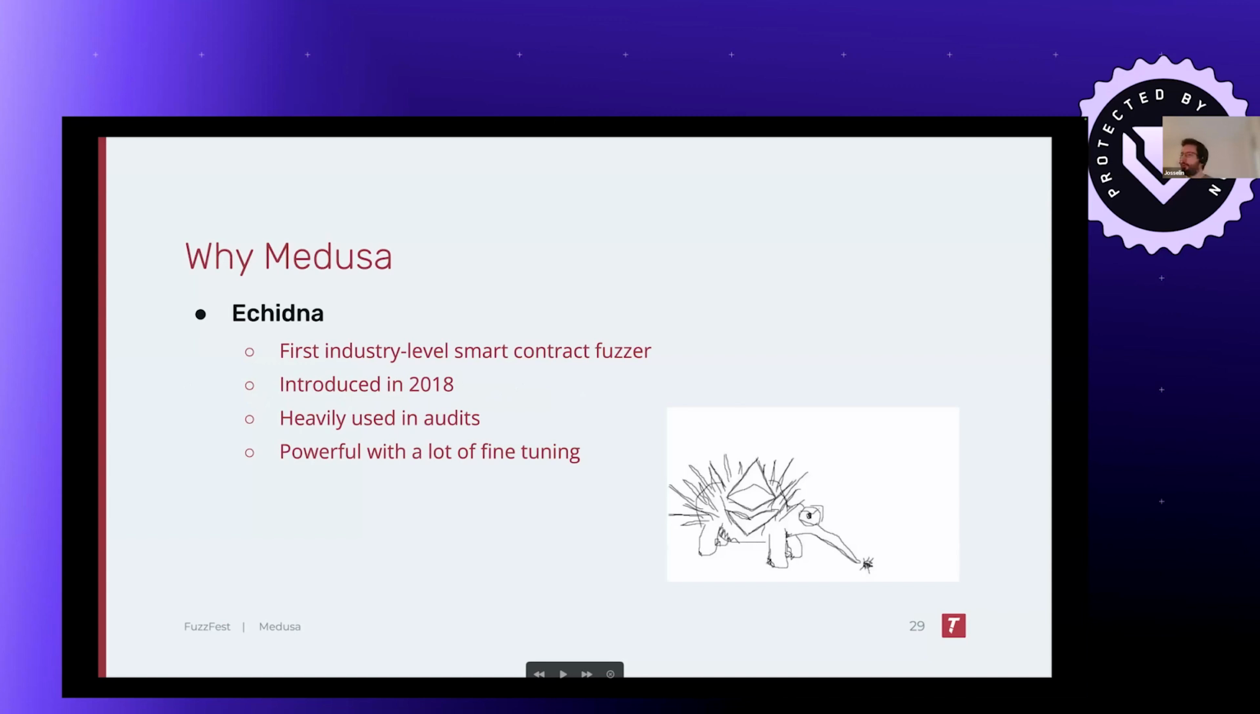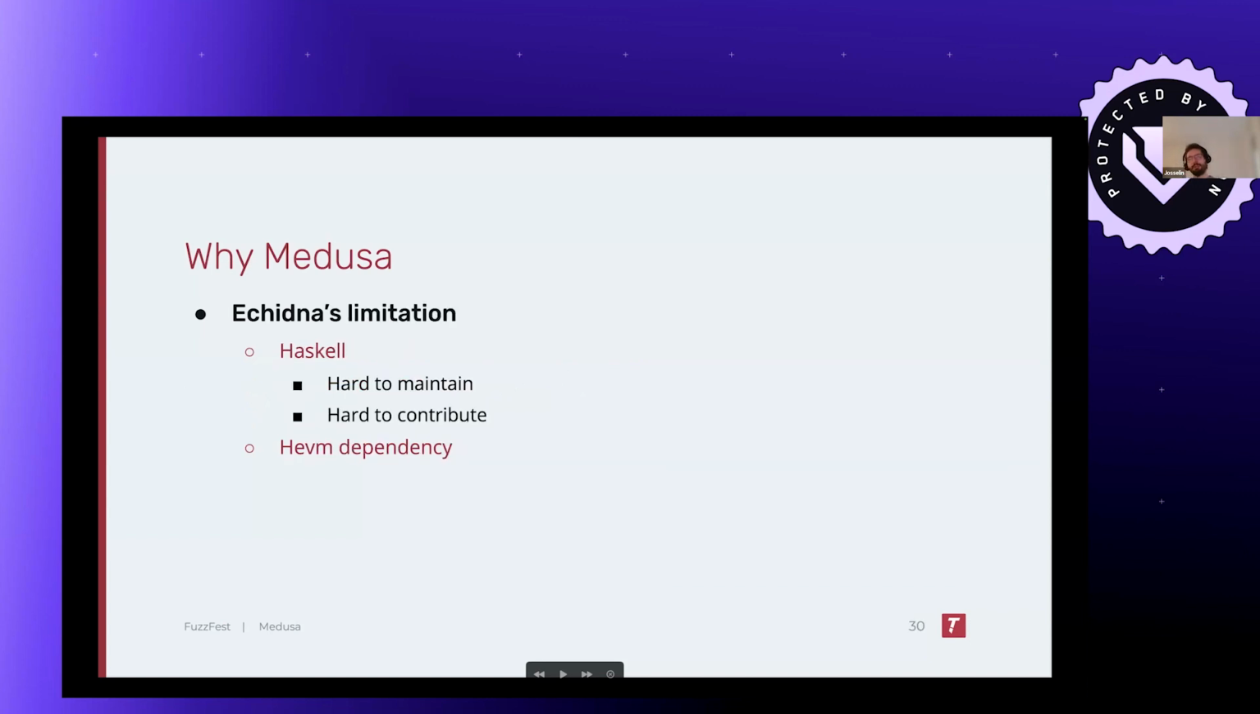It's really powerful. It has a lot of fine tuning. It has been built through the years based on our experience of doing audits. So why are we building a new fuzzer instead of just continuing working on Echidna? Echidna has a couple of limitations, and the first one is it's written in Haskell, and Haskell is a really good language. It's a really cool language. It has a lot of interesting concepts there, but in practice it is hard to maintain and it is hard to contribute to.